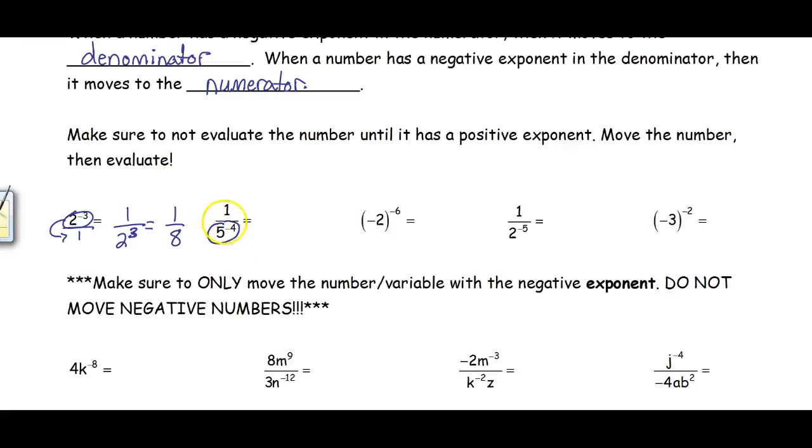All right, in our second problem, 5 raised to the negative 4th, we are going to move to the top. So it becomes 5 raised to the 4th. 5 raised to the 4th is 625. Okay, negative 2 raised to the 6th is already over 1, so we are going to go ahead and move the entire thing to the bottom. So it becomes 1 over negative 2 raised to the 6th, so you get 1 over 64.